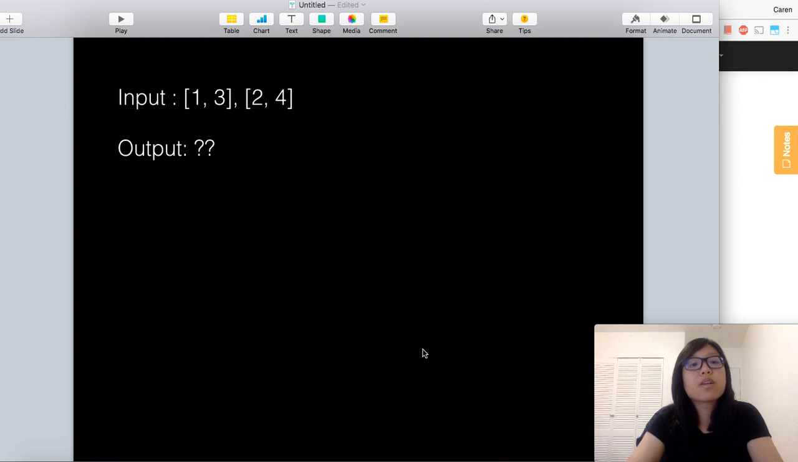So that was pretty simple. Now let's move on to something a little more complicated. What if instead our input was a set of 2 intervals, [1, 3] and [2, 4]? What would you expect the output to be for this example?